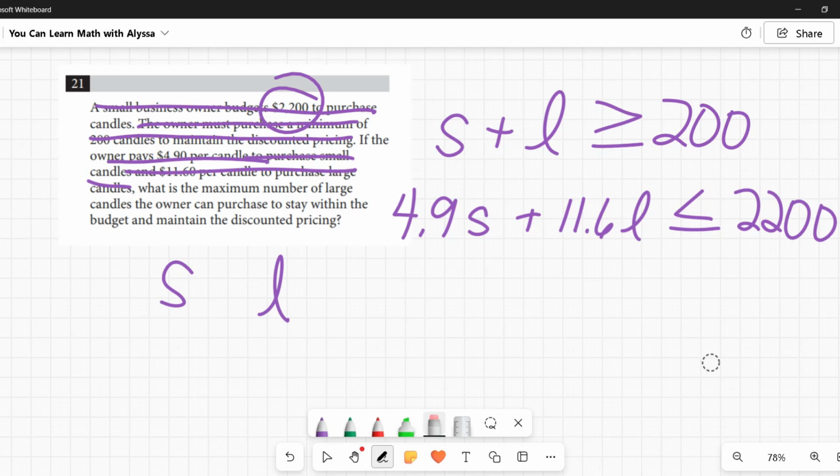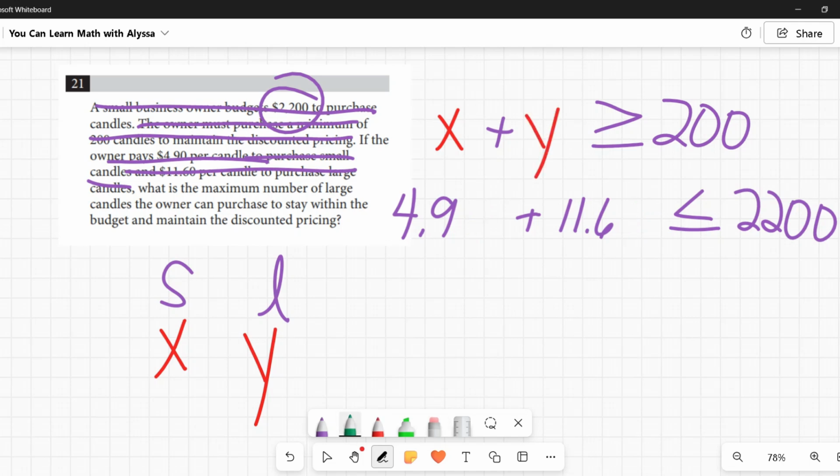Now that I've written everything, I've got these two inequalities, and I need to find the maximum where they're intersecting. No, it has to go into Desmos. So for Desmos, it needs to be x's and y's. So I'm going to say that my small is x and my large is y. I may not have needed to do that. I don't like jumping the gun, but as soon as I know that, I'm like, okay, this needs to be x and y, and I want to remember which is which.